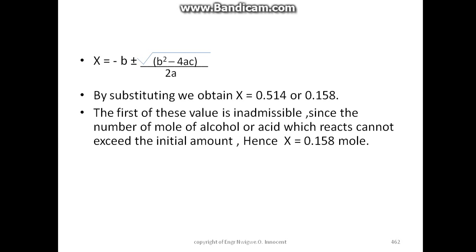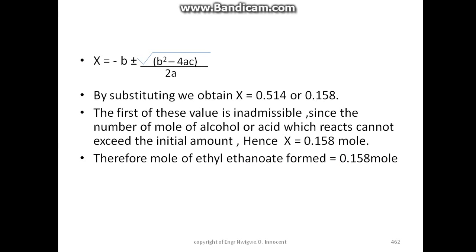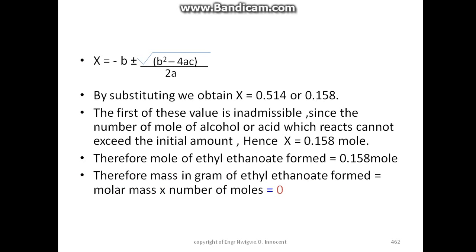Hence, x is equal to 0.158 moles. Therefore, moles of ethyl ethanoate formed is 0.158 mole. Therefore, the mass in grams of ethyl ethanoate formed is equal to molar mass times number of moles, which is equal to 0.158 times 88, giving us 13.9 grams.